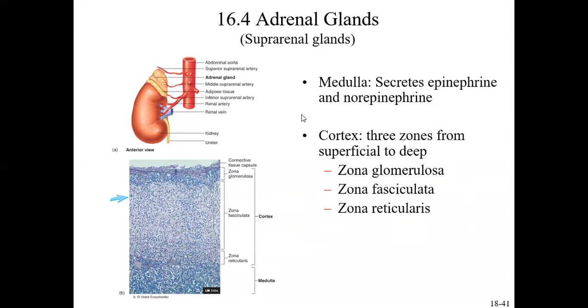Now there's two main sections of this. The medulla section, this means the middle of the tissue, which in the microscope slide image here you can see at the bottom. This is the medulla section, or the middle. And then you have the cortex, which is the outer layer of the tissue. The medulla section secretes two main hormones, epinephrine and norepinephrine. And then the cortex layer is divided into 3 different zones. We'll look at this in lab. The 3 different zones are listed here. Each one of these zones produces a separate hormone.